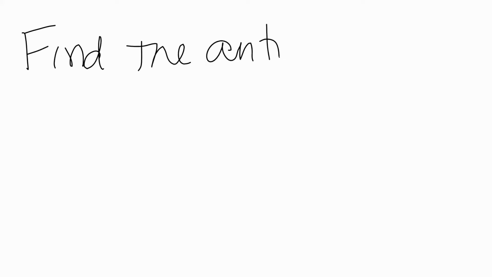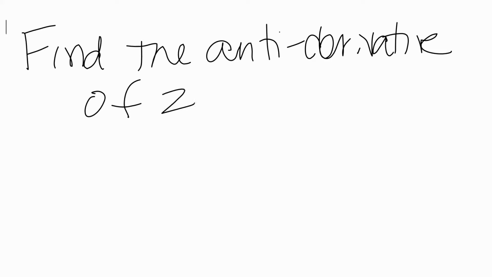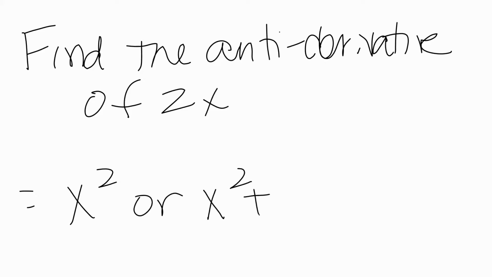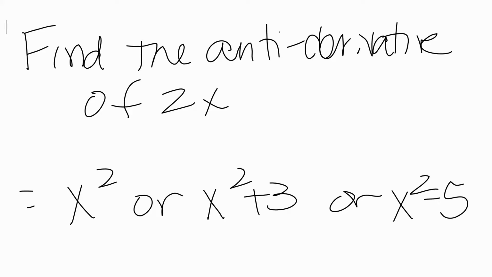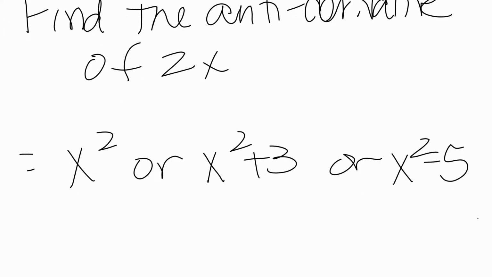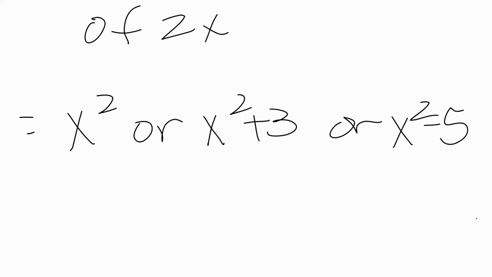So if I asked you to find the antiderivative of 2x, most people would say the answer is x squared, because the derivative of x squared is 2x. But what about x squared plus 3? The derivative of x squared plus 3 is also 2x. Or x squared minus 5. The derivative of x squared minus 5 is also 2x.